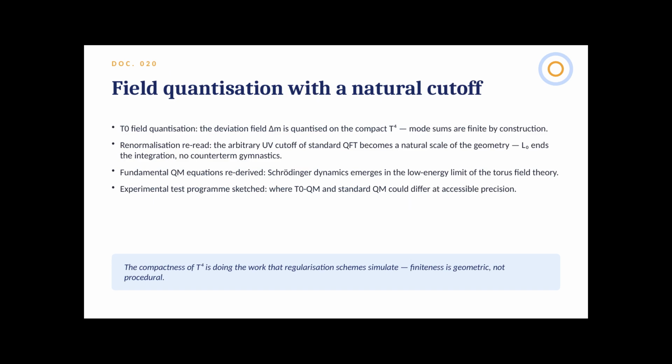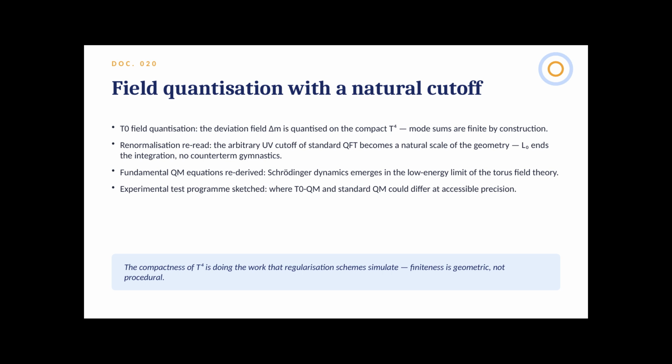Slide 35. Here's the quiet but lovely result. When you quantize the deviation field, delta m, on the compact torus, the sums over modes come out finite all by themselves. No regularization, no juggling counterterms. Standard quantum field theory has to impose an arbitrary high energy cutoff to tame its infinities. Here, that cutoff becomes the natural scale of the geometry.